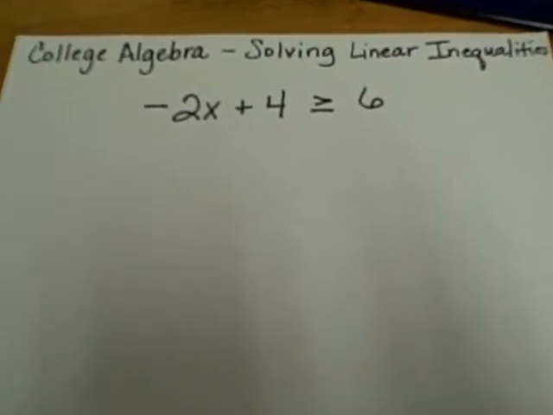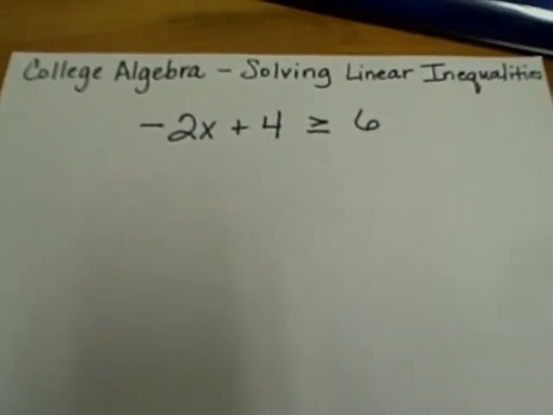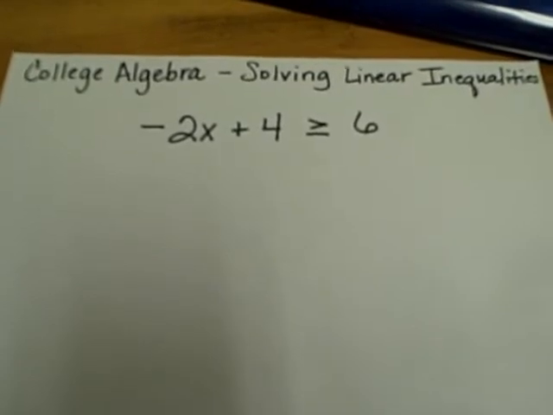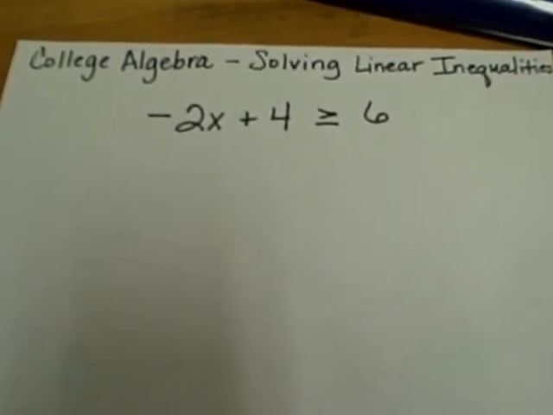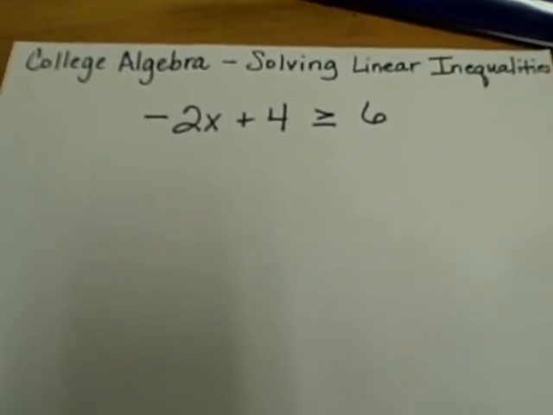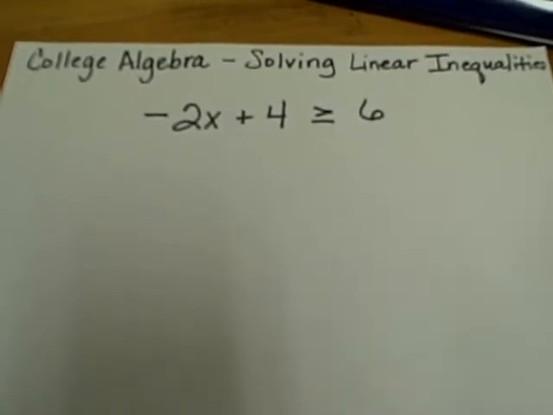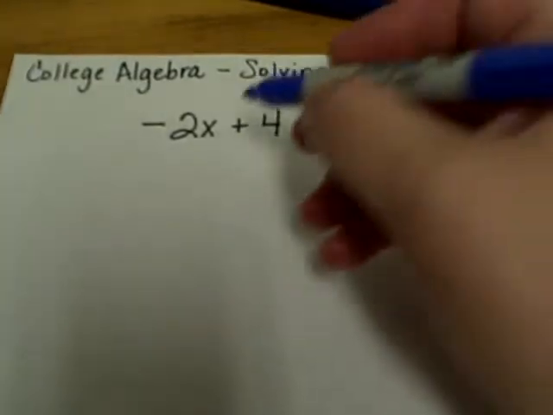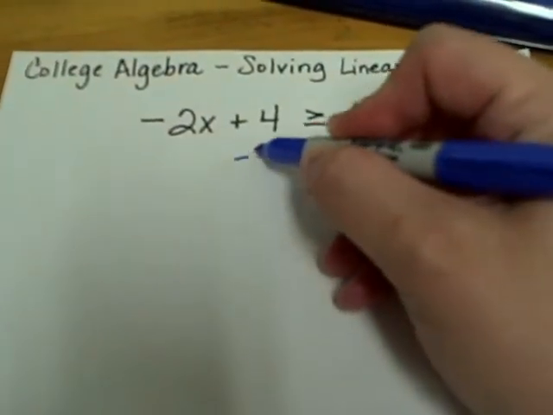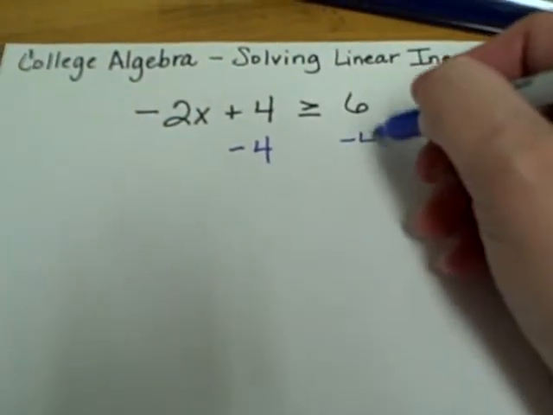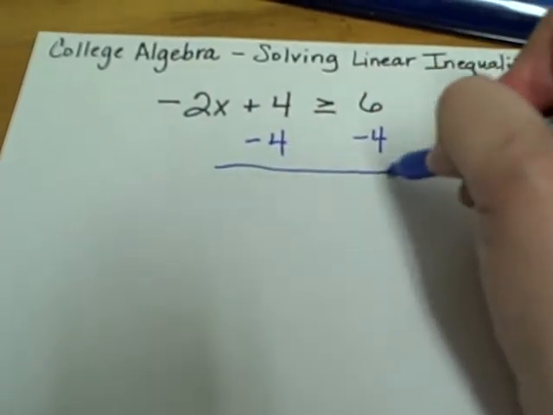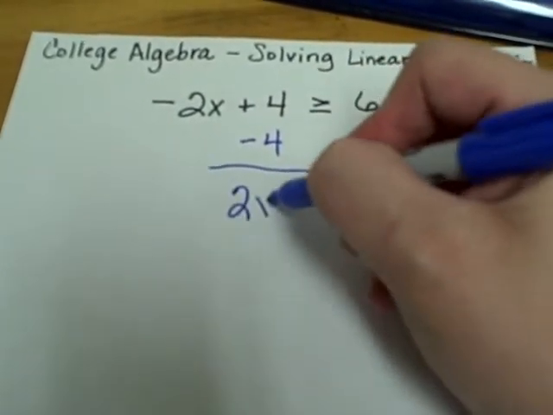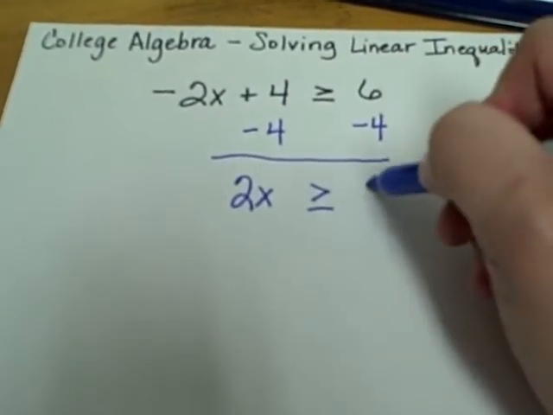This video is an example of how to solve a linear inequality, graph, and write the answer using interval notation. When we see inequalities, we can work with them the exact same way we would an equation. We'll try to isolate the x, first by moving the 4. So we're going to subtract 4 from both sides, giving me 2x is greater than or equal to 2.